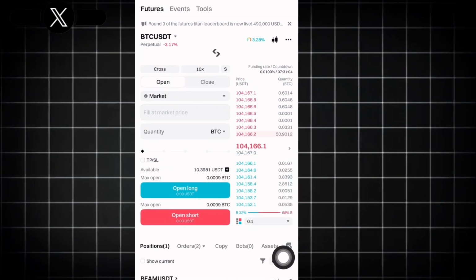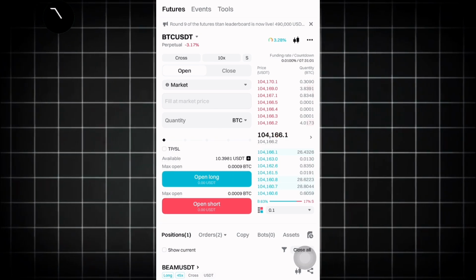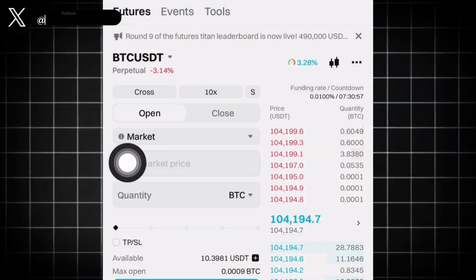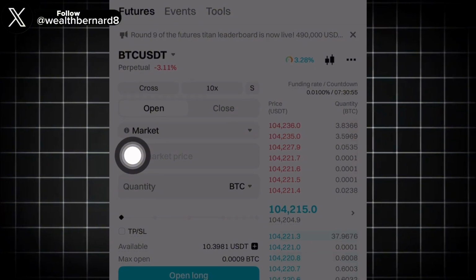However, now if you look right now, this is what the interface is going to look like, right? Now if you come right here, we'll have something called cross, and if I click on cross, we also have something called isolated.